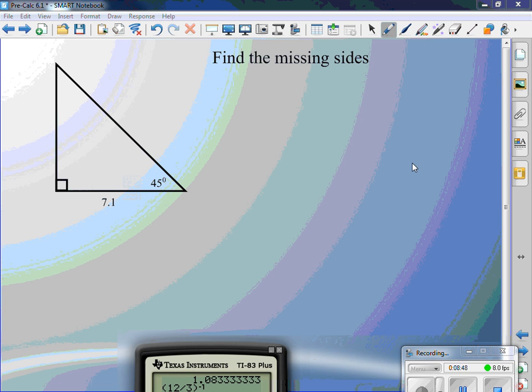Okay, now we're going to find a missing side. I'm going to call this one x, this one y. All right, to find the missing sides, to find x, I have an angle. I have that side and this side. What's this compared to 45? That's the opposite. This is the opposite over adjacent, which is tangent. So the tangent of 45 is equal to opposite over adjacent.